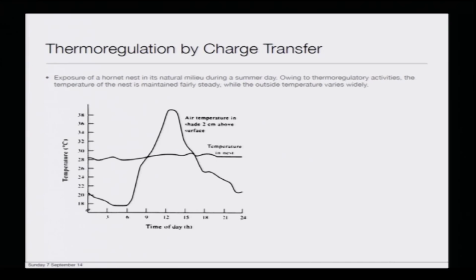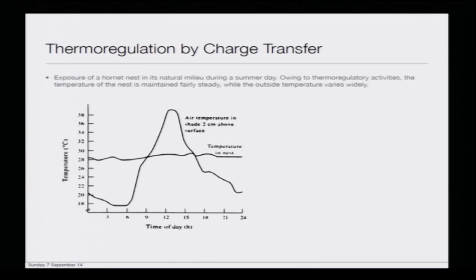So the whole idea was this. Thermoregulation is regulated by charge transfer. So it has been observed that this hornet nest maintains a temperature. If you see the middle line at 28 degrees centigrade, irrespective of anything, whether the air temperature is changing, it may go up, it may go down across the day, but the hornet nest temperature remains at around 28 to 30 degrees centigrade. There is no shift in it. And as a matter of fact, this is the same thing which is being observed in the silk cocoon. And I will give you the reference. In the silk cocoon also, they could do the same thing, and we will talk later about that experiment.